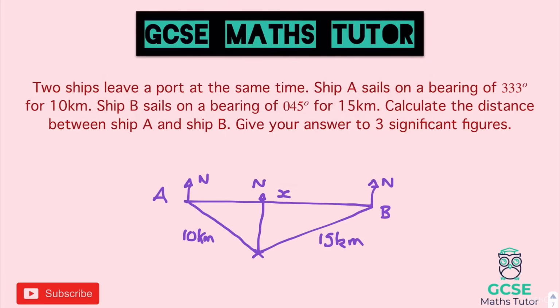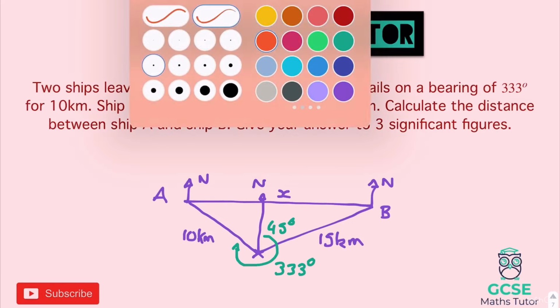Now what we've got is it's 333 degrees all the way around there. So that's 333 degrees, and the other information it's given us is that ship B is on a bearing of 45, so this one here is 45 degrees. There we go. So this is actually a little bit more complicated than the last one, because we're trying to find out what that missing angle is, or what the angle is within the triangle. Now it's not actually more complicated, but it is different to the last one I've done.